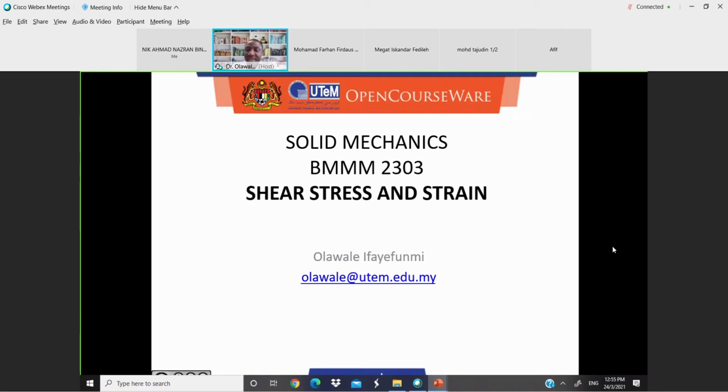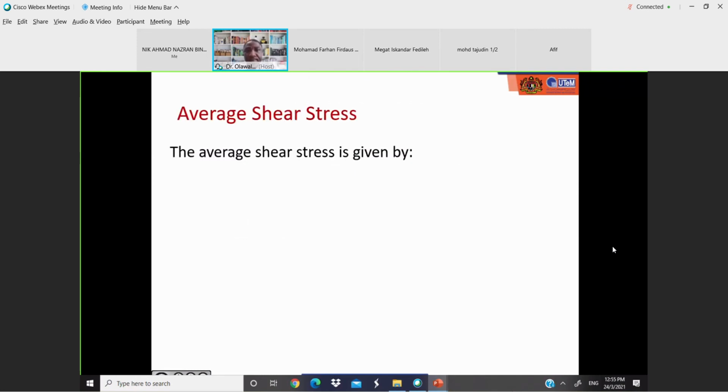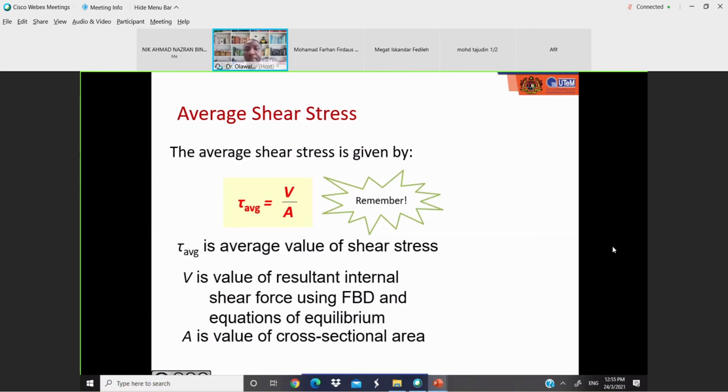Okay, so let's just start something. So I'll be looking at shear stress now and strain. So I'll be introducing the concept of shear stress, and I'll be looking at normal and shear strain. Now, like I said earlier, average shear stress is given as V all over A, where V is your shear force, and your A is your cross-section area. All this we've defined earlier. This is your shear force, this is your area, this is your shear stress.